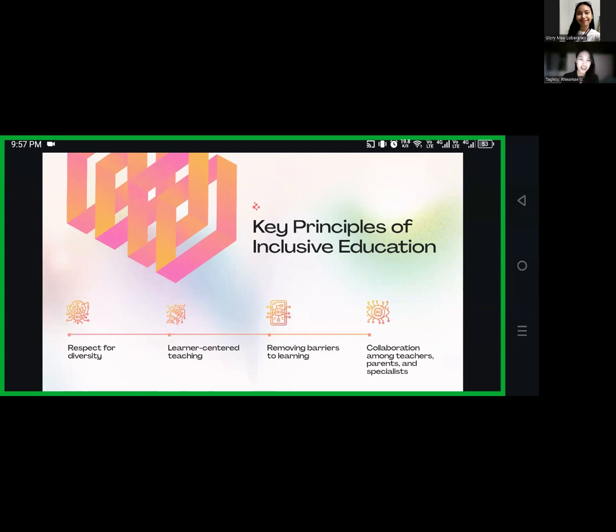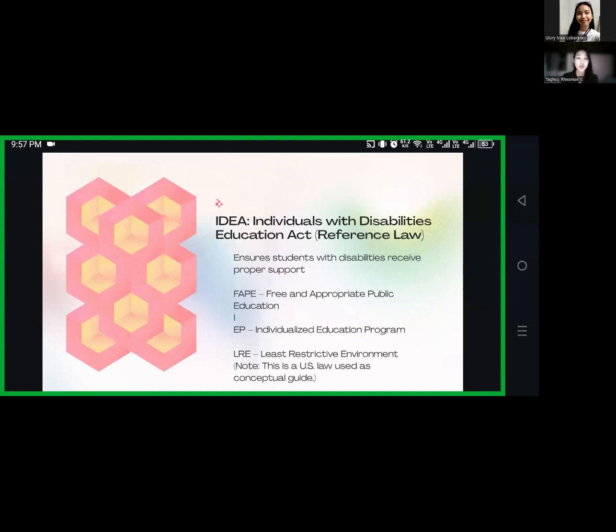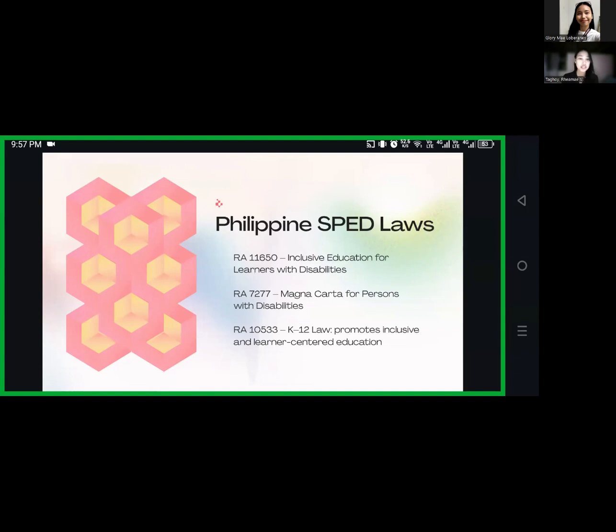Yes, that's exactly right. Inclusive education is supported by laws and policies. One important reference is the Individuals with Disabilities Education Act, which ensures that learners with disabilities receive free, appropriate public education and is guided by an individualized education program and the least restrictive environment principle. In the Philippines, Republic Act 11650 promotes education for learners with disabilities, while Republic Act 7277, the Magna Carta for persons with disabilities, protects their rights. These laws ensure that inclusion is not just encouraged but also mandated.